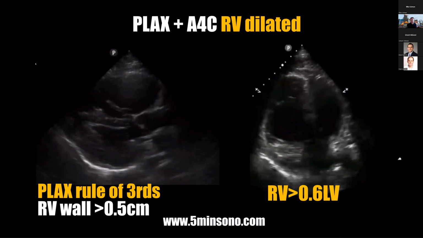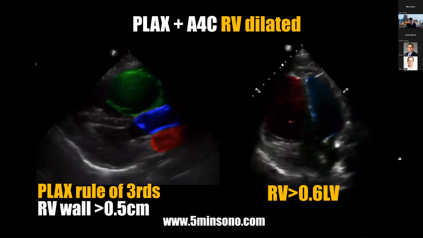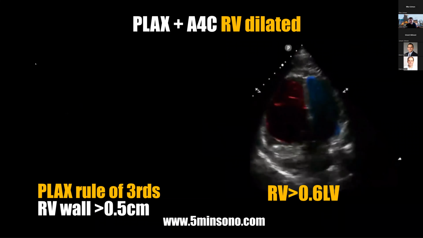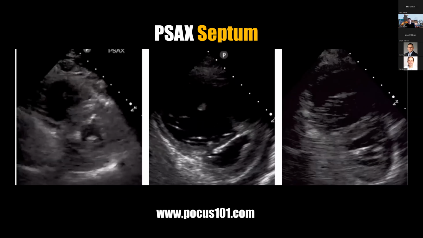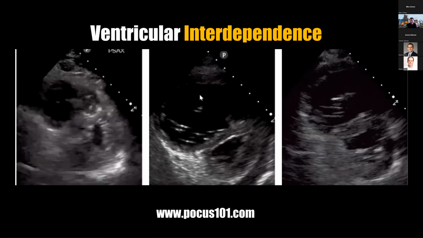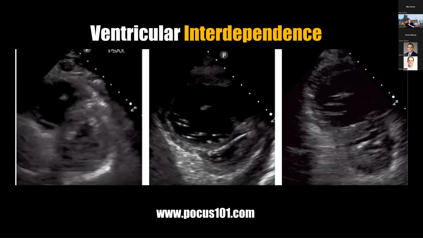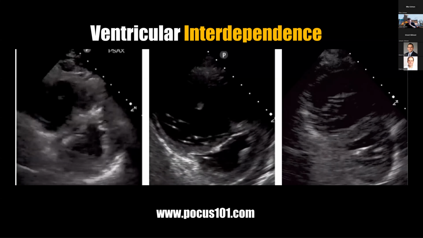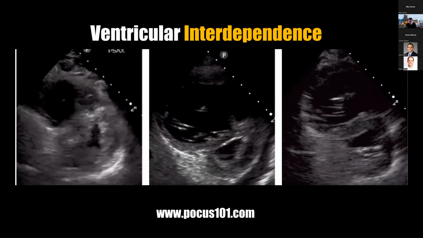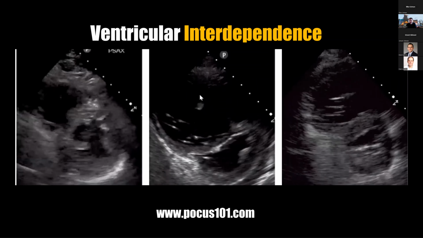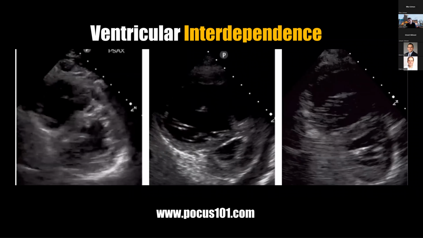I'm also going to look at the diameter of my RV, looking for increased diameter compared to my LV. And then probably most usefully, I'm going to be looking at my short axis to look at the septum for any evidence of ventricular interdependence. Now, we talked about how the limitation of venous congestion is that it's unable to differentiate pressure from volume. However, the differential timing of geometric distortion of the septum can maybe give us some clues.